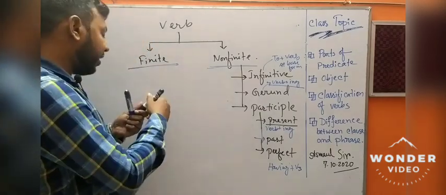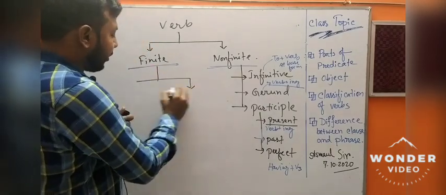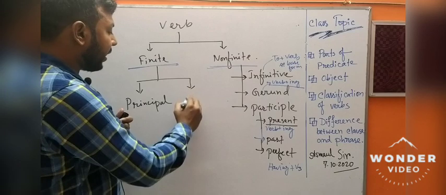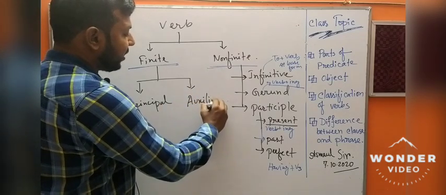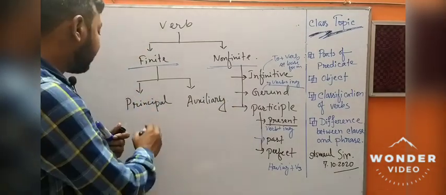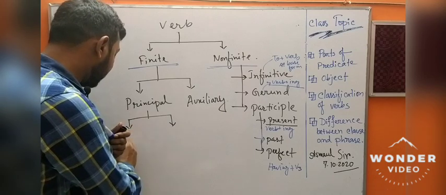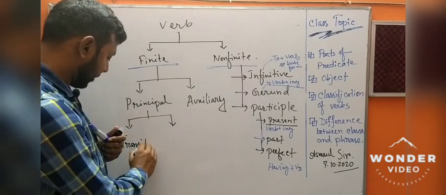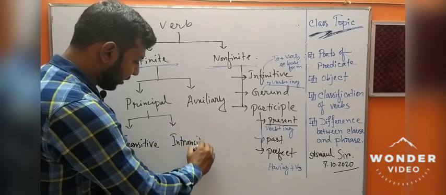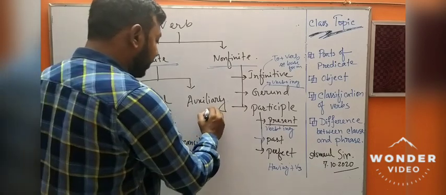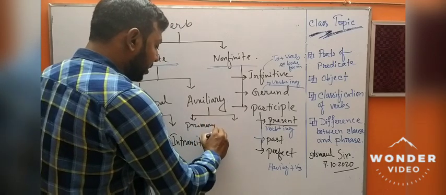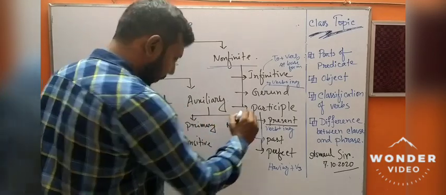And now, the finite verb. Finite verb is divided into two parts, that is principal and auxiliary. You know, this is very easy. Principal verbs are again divided into two, transitive and intransitive. And auxiliary verbs are again divided into two parts, that is primary auxiliary and modal auxiliary.